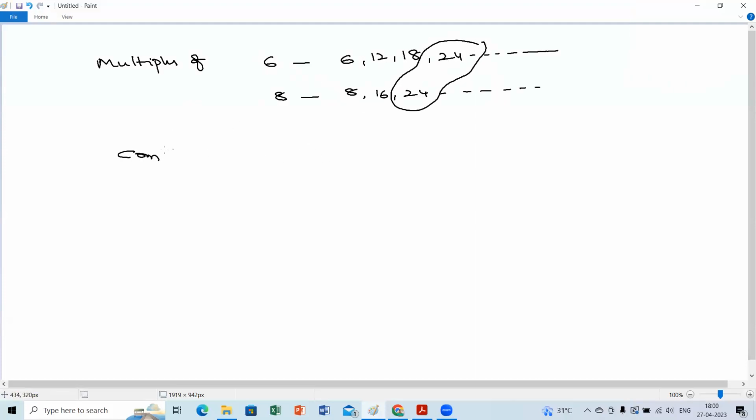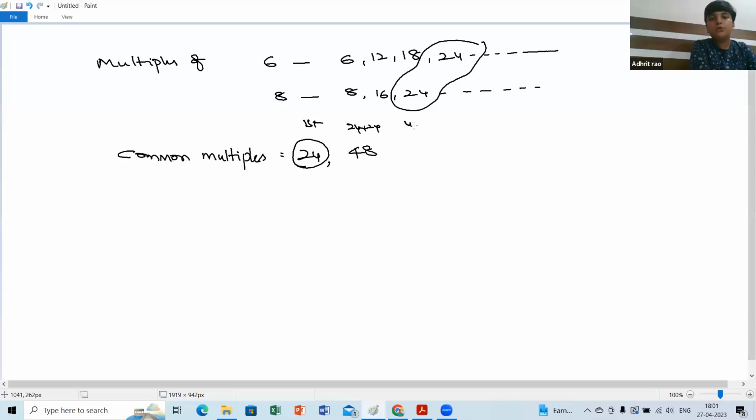Once you are getting the first common multiple, ma'am, I think then we have to repeat the table of 24. Very good. Repeat the table of 24. Once you are getting the first one, the same table of 24. What is the next multiple? 48. Very good. 24 plus 24 is 48. Then 48 plus 24 is 72.